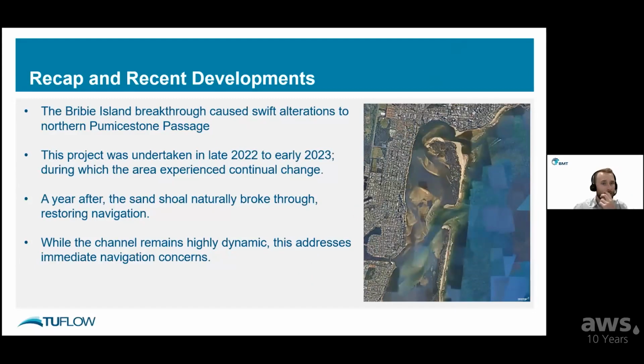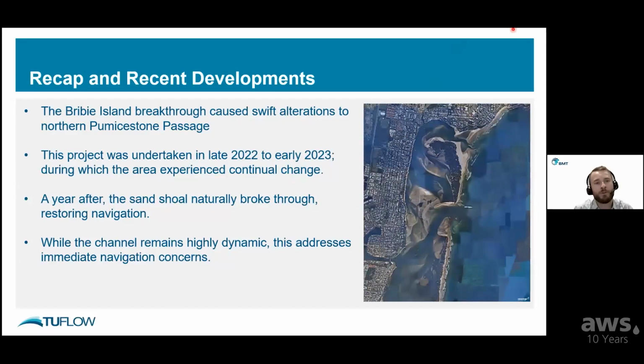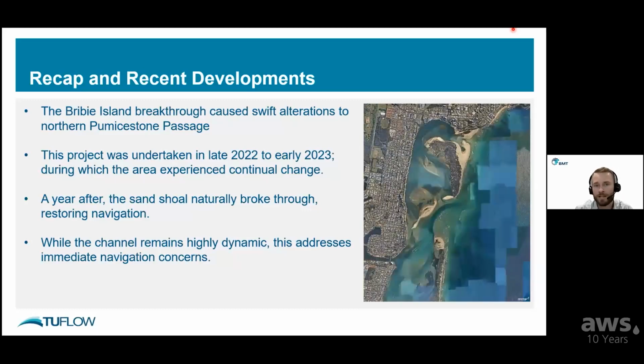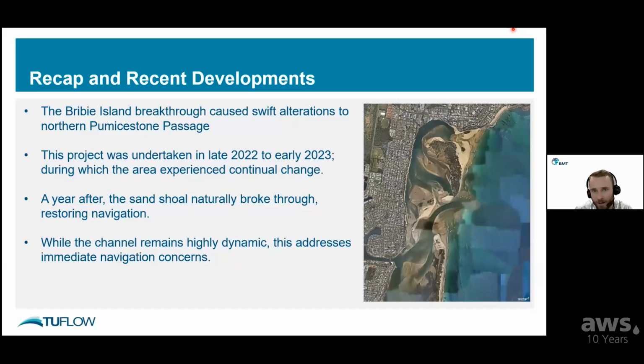So to wrap up, the Bribie Island breakthrough caused some pretty quick alterations to Pumice Passage. It happened really quickly, as you can see by all these images, this little animation on the right-hand side. And the project that we did was undertaken in late 2022. So we started less than a year after the breakthrough actually happened, and we carried on into early 2023. And during this project, the area continually changed as well.